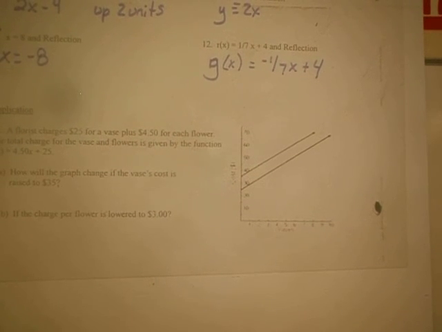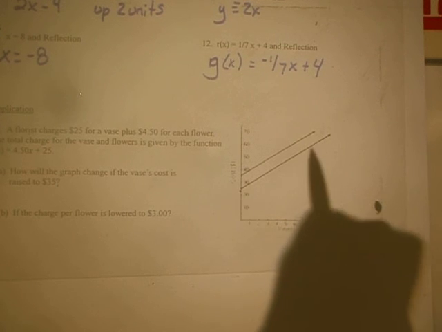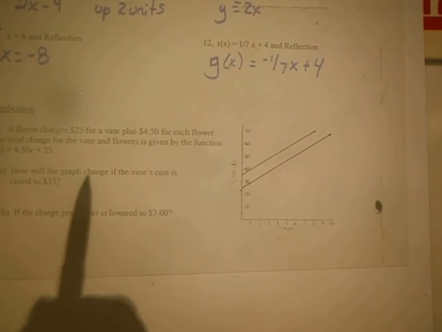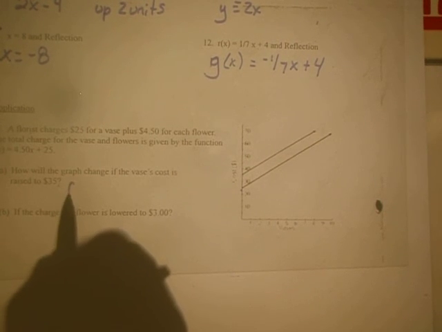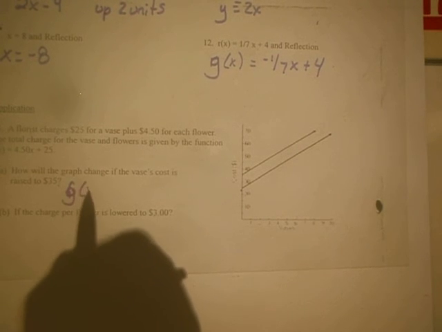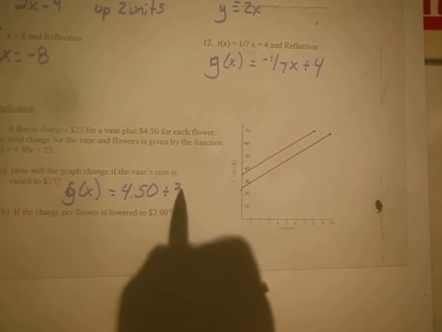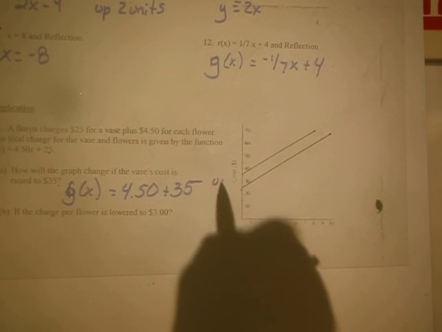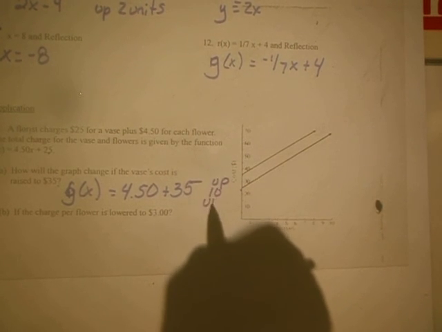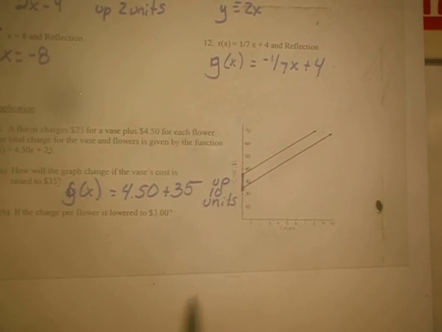And the application: a florist charges $25 for the vase plus $4.50 for each flower. And this is the graph, 25 plus 4.50x. The question is, how will the graph change if the vase's cost is raised to 35? Well, that would be, let's call it g of x, still 4.50 for each flower. Now this becomes a 35. From 25 to 35, that went up 10 units on the graph. So you can see it went up 10 units.